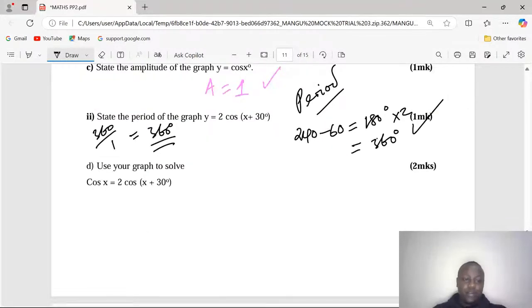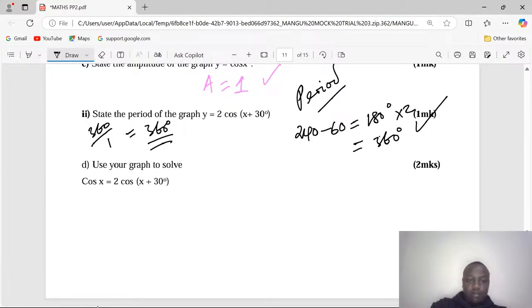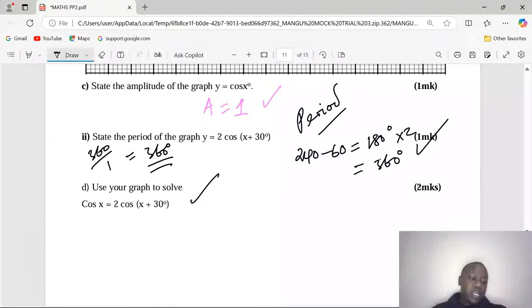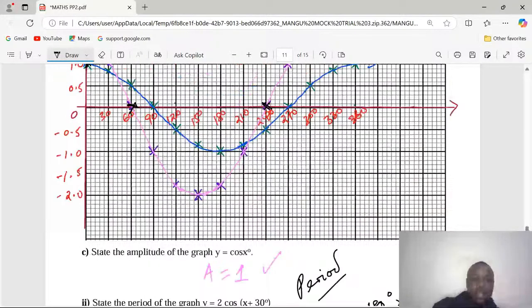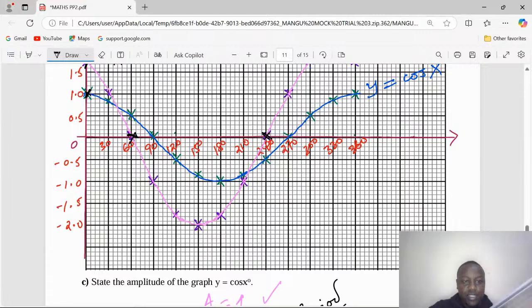Use your graph to solve cosine of x equals 2 cosine of x plus 30. You can see these are the two graphs which have been plotted. So we are simply looking for the points where the two graphs intersect. Let me read the values. These are the points: at that point, and also at this point, there are two possible points.